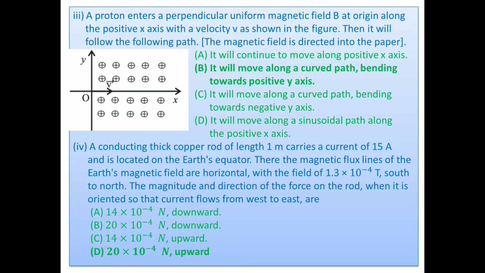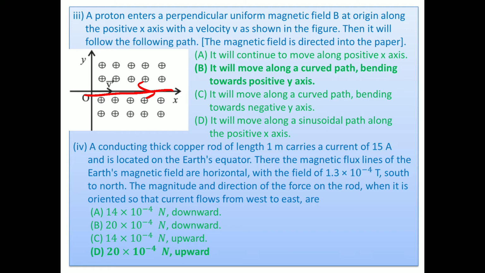A proton enters perpendicular to the uniform magnetic field. Look here, the proton enters. The magnetic field at the origin is along the positive x-axis, means the proton enters in this direction. The direction of the proton, positive charge we considered, means direction of current simply. And velocity v is given in the figure. Then it will follow the following path.